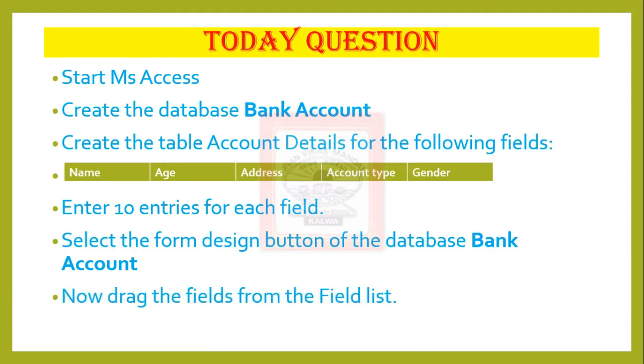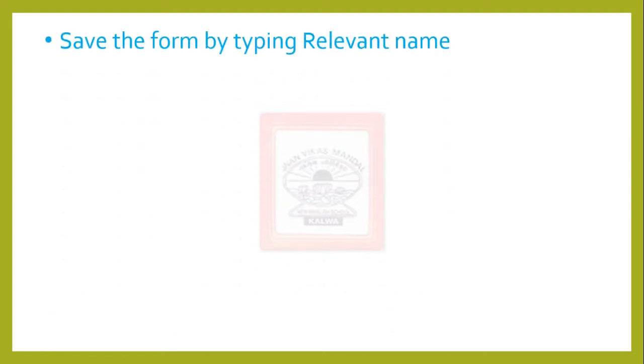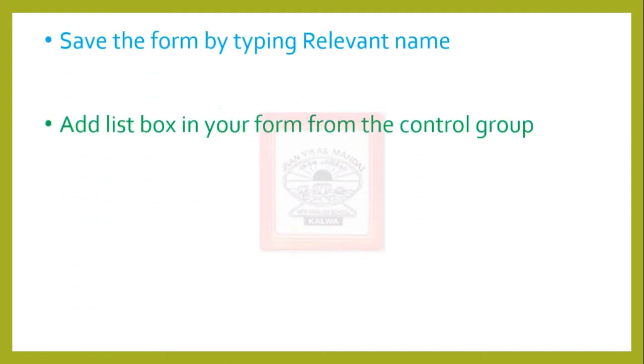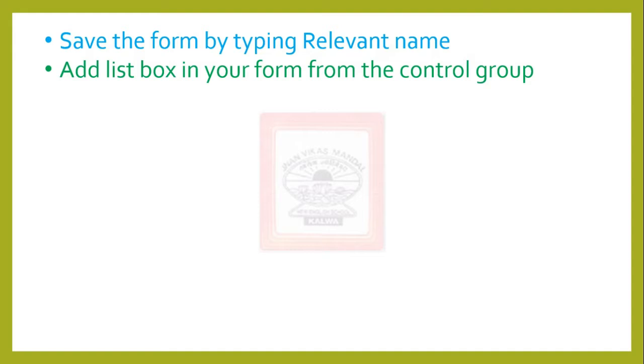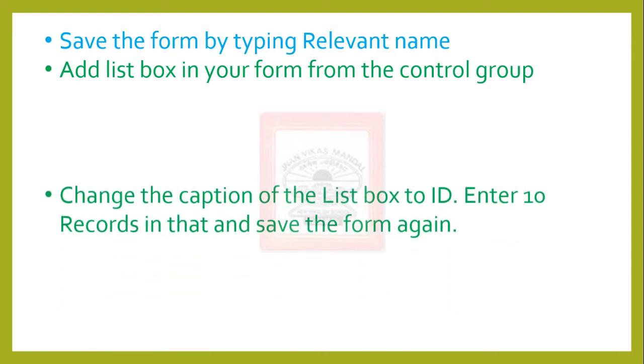Then we created one form design, bank account, and here we added the title as bank details, and the form design also we gave the name bank details. After that we saved the form by typing the name bank details, and now the remaining part is this list box. Today we are going to follow these remaining steps. In that we have to add a list box, which is a new thing in the form design. We will see what a list box is, how to add it, and what it is used for.